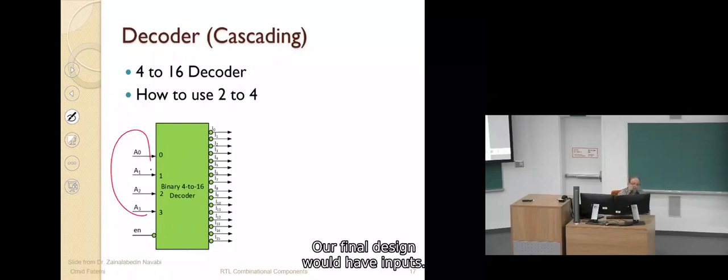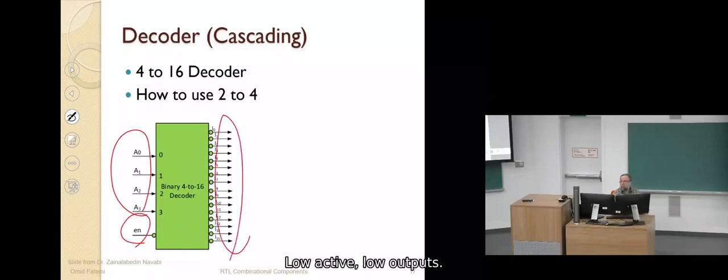Our final design would have inputs, a low active enable, and 16 active low outputs. So this would be our final design, like what we talked about in 2 to 4. So how do we build this decoder? Yes. Would you use 4 2 to 4 decoders in parallel? Okay, that's it.